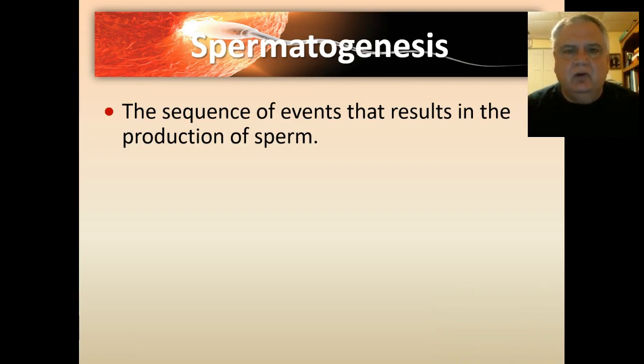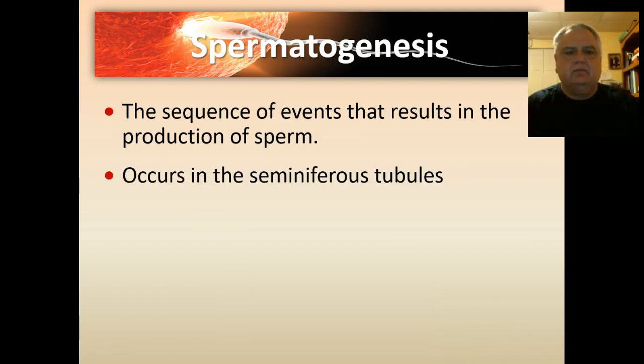Now, let's take a look at the functional anatomy of the male reproductive system. And I say functional anatomy because we're not going to get into a lot of detail on specifics on how this occurs, but we are going to take a look at spermatogenesis. That's the sequence of events that results in the production of sperm. So we're going to take a look at the basics of how sperm is produced, but not get into a lot of great detail on this.